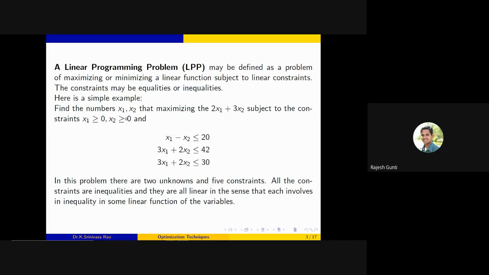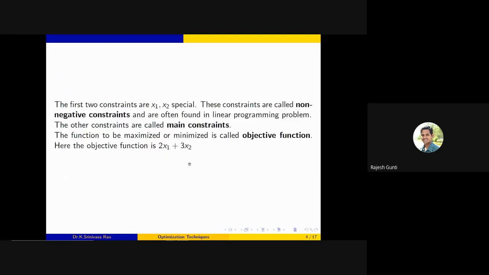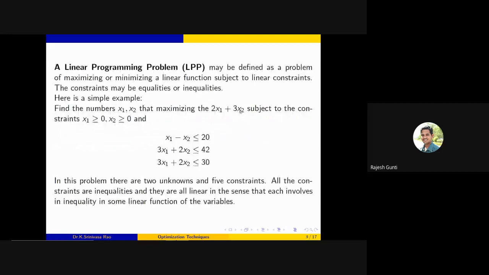These two, x1 greater than or equal to 0 and x2 greater than or equal to 0, are called non-negative constraints, and the other constraints are called main constraints. The function to be maximized or minimized is called the objective function. Here, the objective function is 2x1 plus 3x2, maximizing 2x1 plus 3x2.